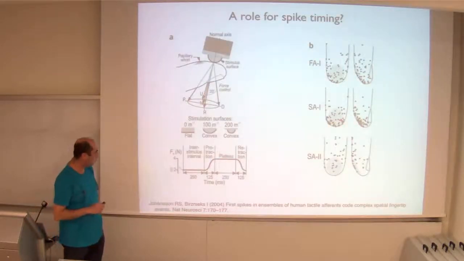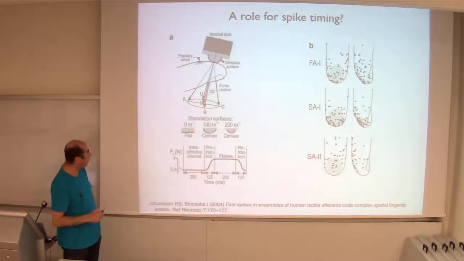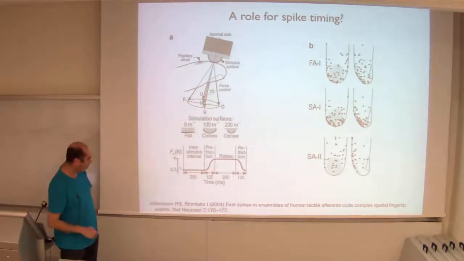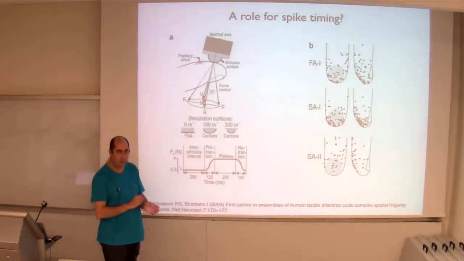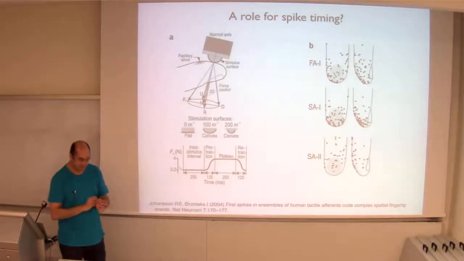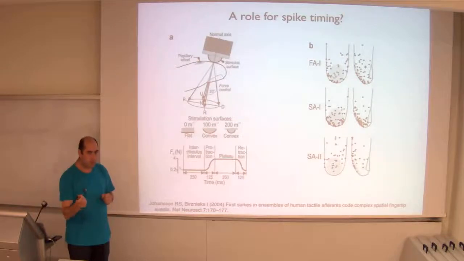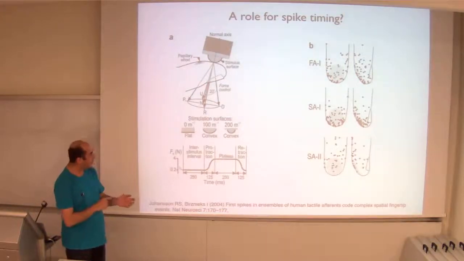Okay, so this is an experiment that was done in 2004, and you can download the paper if you like. And what they do is the following. They do it in humans. I already told you that you can record from afferents that are coming from the skin in humans. So you basically record from the nerve in a person.